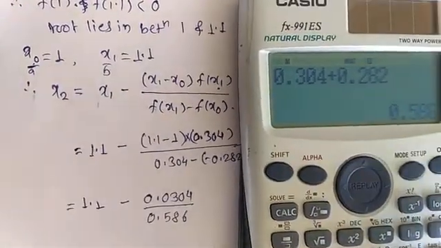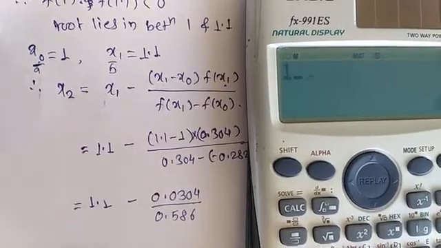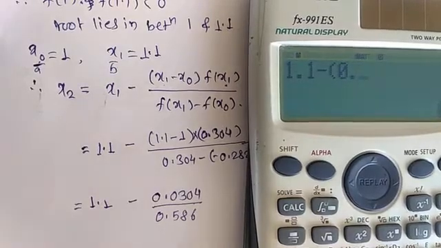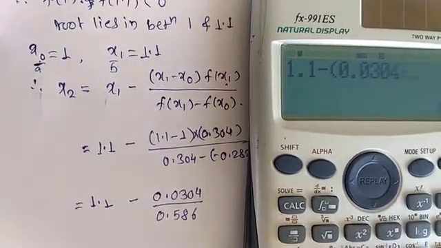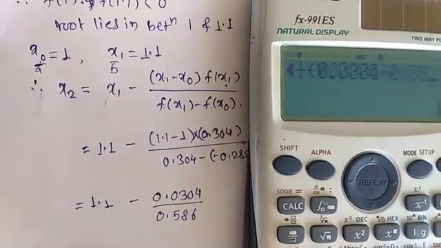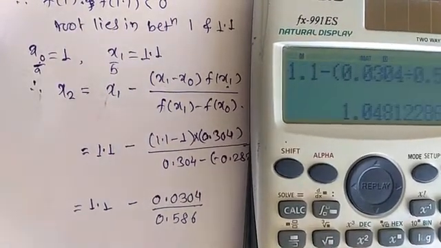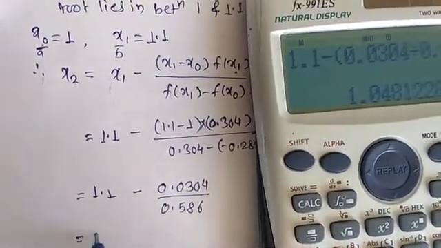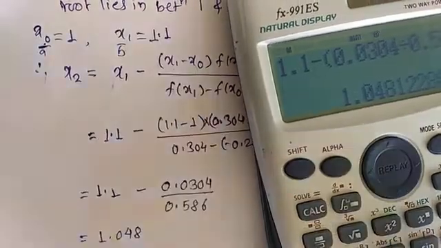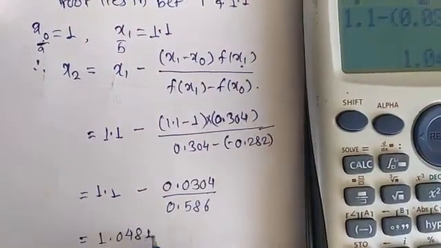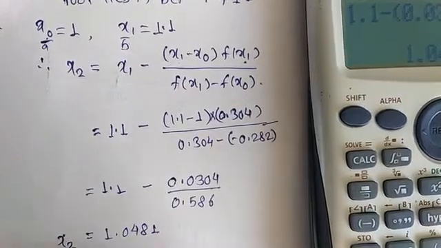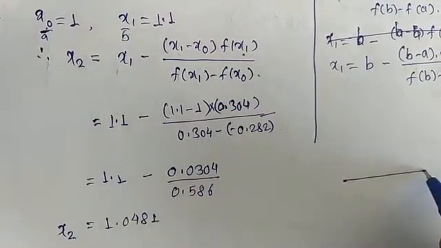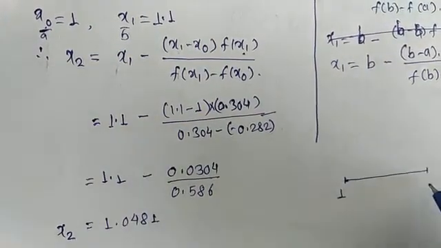The next step is 1.1 minus, in brackets, 0.0304 divided by 0.586. Okay, so here we get the answer 1.0481, which is the value of x2. That means in the interval, here the interval is 1 and 1.1.